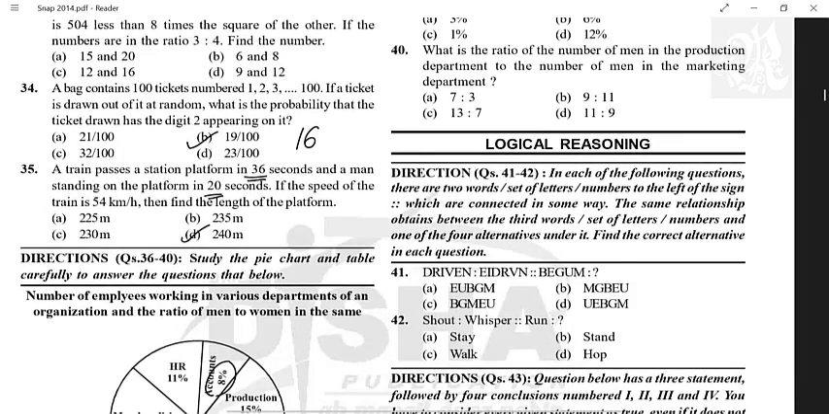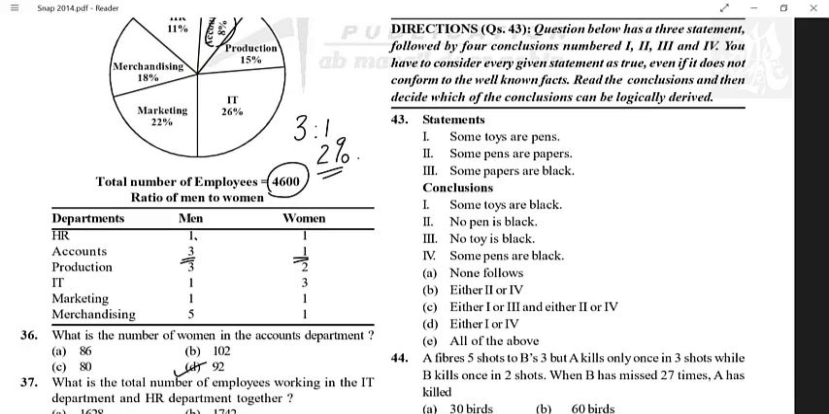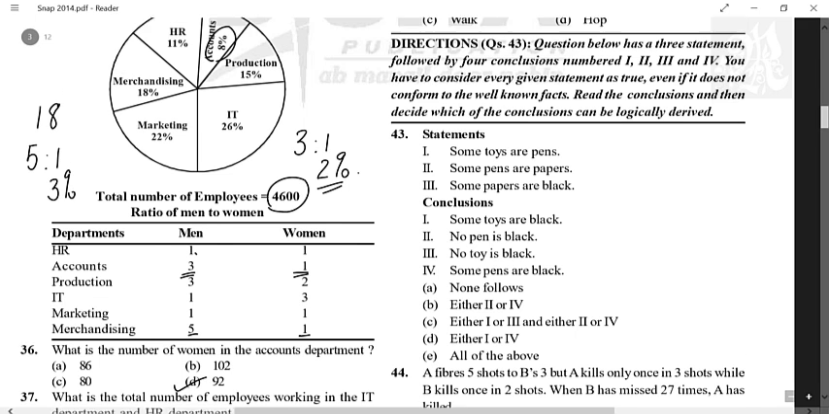Now same as the first question. Now merchandising, if you look at merchandising, it's 18%. 18% is total. However, men and women are in the ratio 5:1. So you divide 18 in the ratio 5:1. 6 parts, so per part 3. So the answer is 3%.